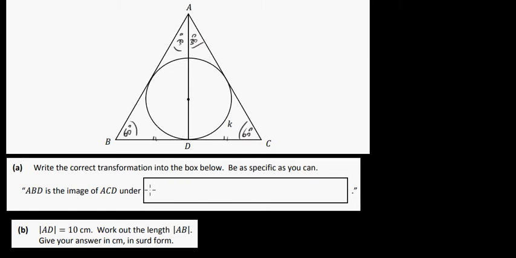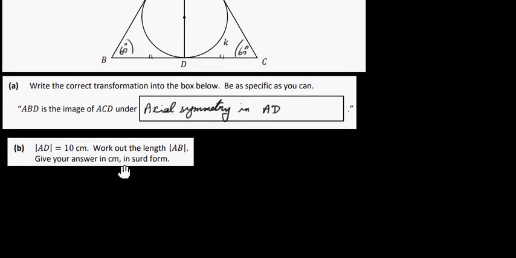So it's under axial symmetry, in AD, in the line AD there. That's really it. We're just reflecting. So the image of A is A, the image of C will be B, and the image of D will be D. So that's it for that part.